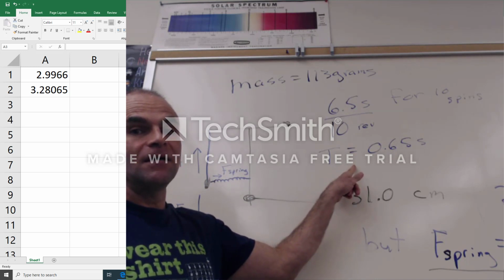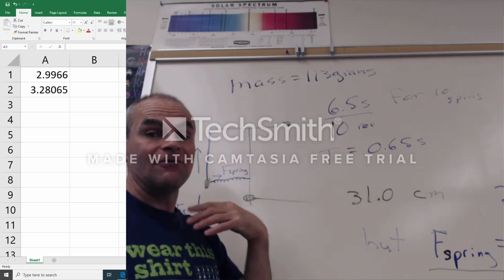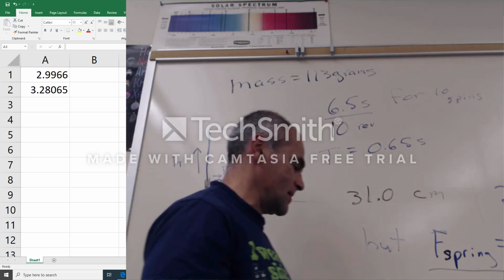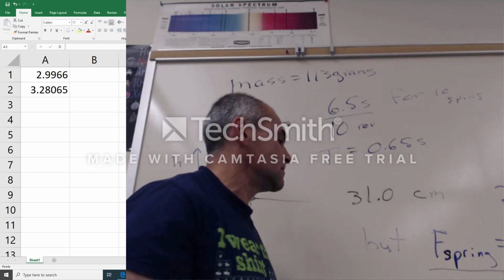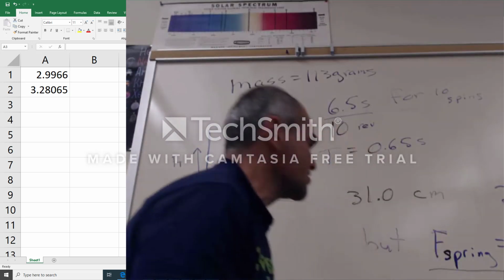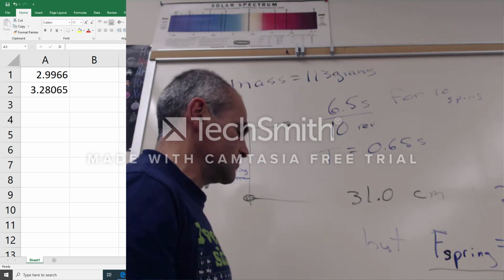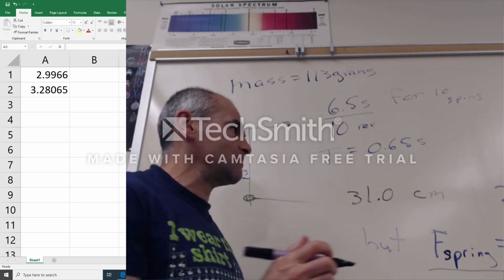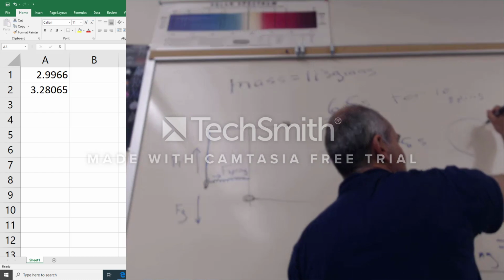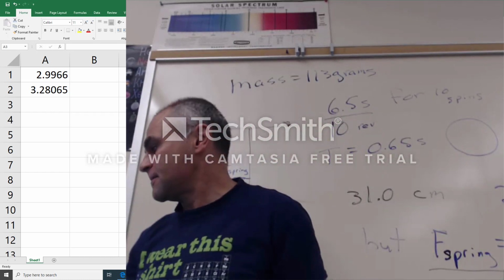Once you have the period, we can use that to figure out how fast it's moving. And this is a lot like the problems we did in orbits, where the speed of the object is going to be equal to 2 pi times the radius divided by the period. Here's the situation. You're going around in a big circle like that.